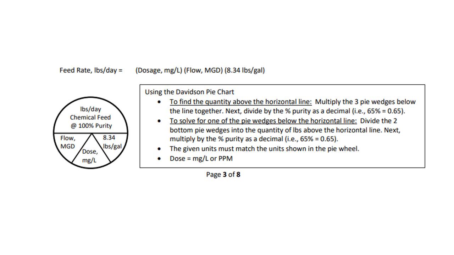If it is not 100% pure, you are going to divide the pounds 100% pure by the purity as a decimal. The given units must match the units shown in the pie wheel, so million gallons a day, MGD, and milligrams per liter. Also note that the dose is interchangeable between milligrams per liter or parts per million.